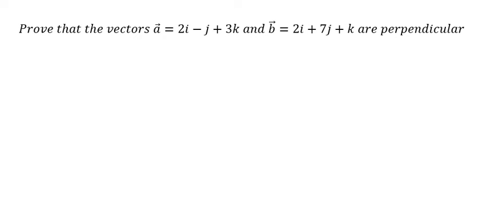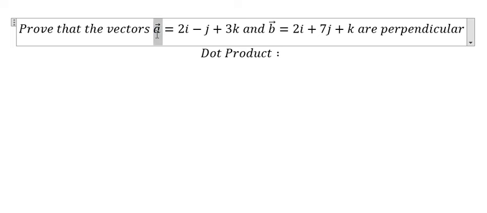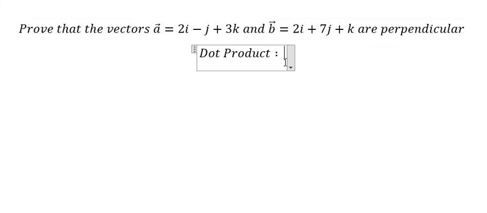So now I want to show you how to answer. We need to prove that the vectors A and B are perpendicular. We need to use the dot product between vector A and vector B.